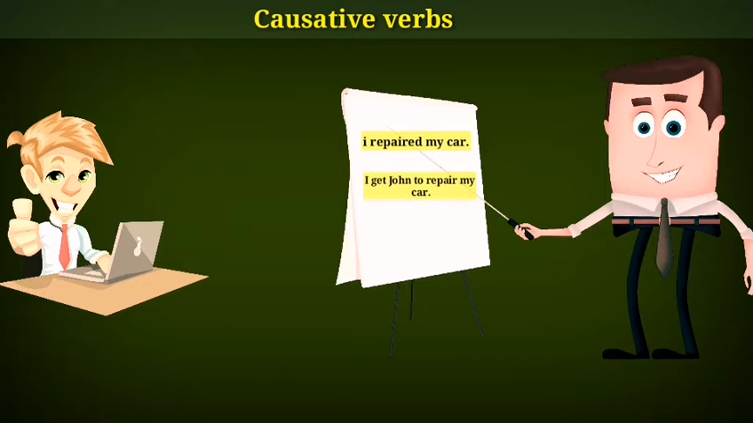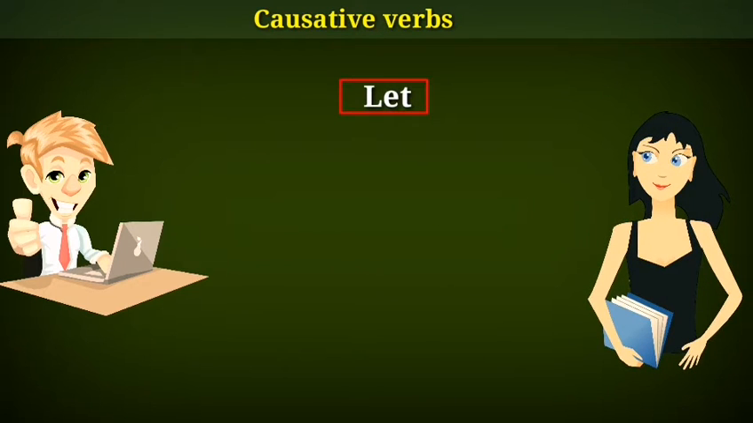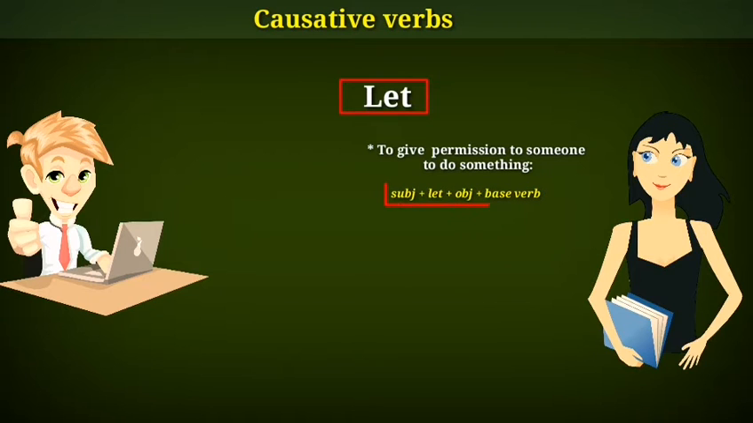But dear students, we do not always pay someone to do something for us, but sometimes we convince someone or give permission to someone or pay someone to do something for us. Keep in mind, every causative verb has a specific function and a specific way to be used. So let's explain it in detail. Let. The causative verb let is used to give permission to someone to do something. In simple words, when you allow or permit someone to do something. The structure is subject plus let plus object plus base form of the verb.